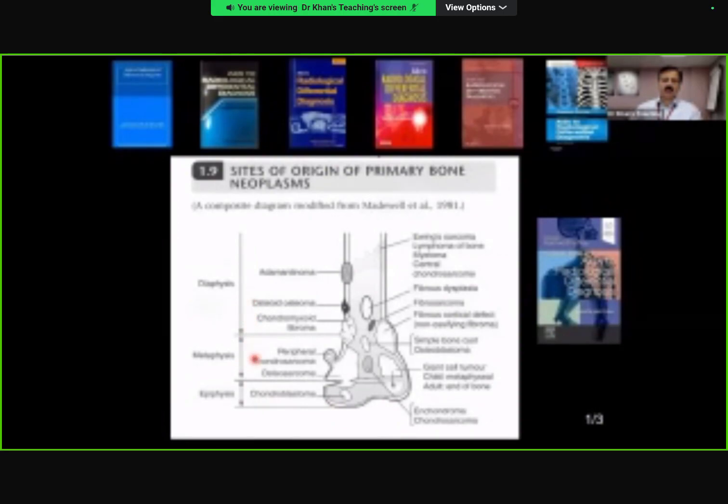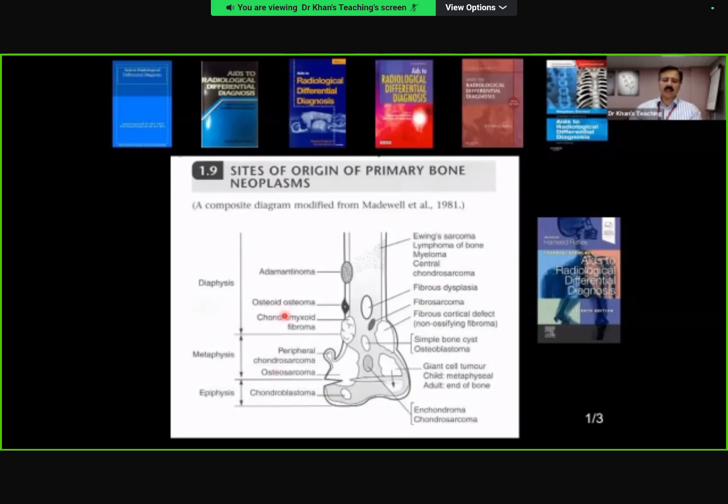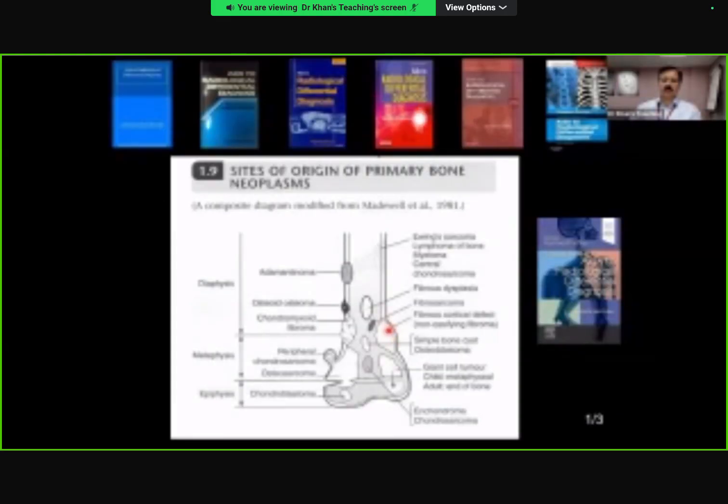diaphysis. So this is what we call the longitudinal axis. And then is the transverse axis. So this is the medullary cavity. So there will be lesions which are central in the medullary cavity. There are other lesions which are eccentric in the medullary cavity. So they are within the medullary cavity, but they are eccentric. And there are other lesions which are cortical, so they are placed in the cortex. So this concept is critical.